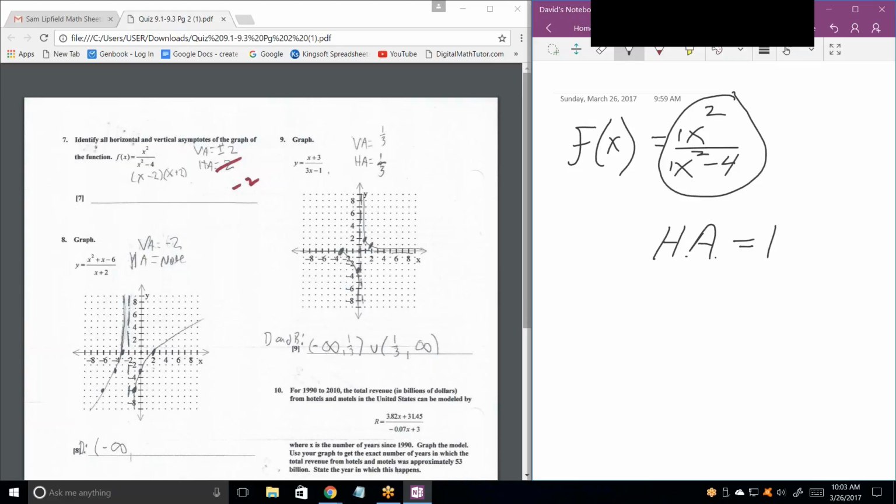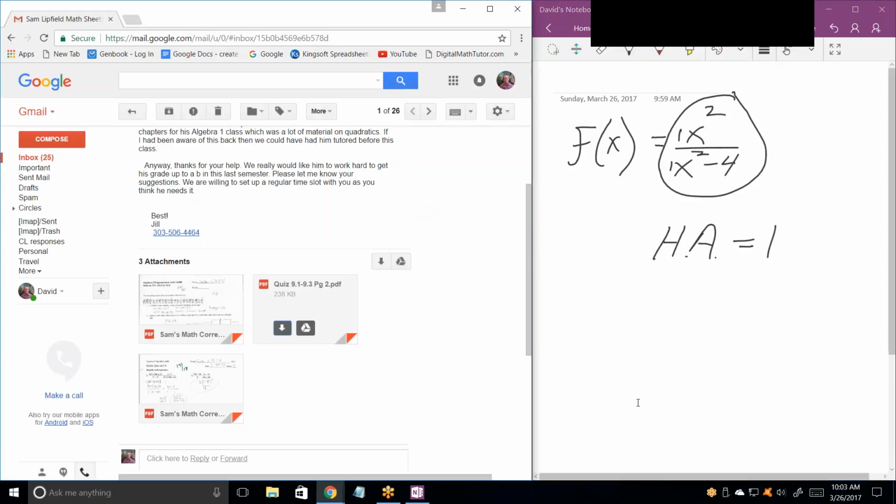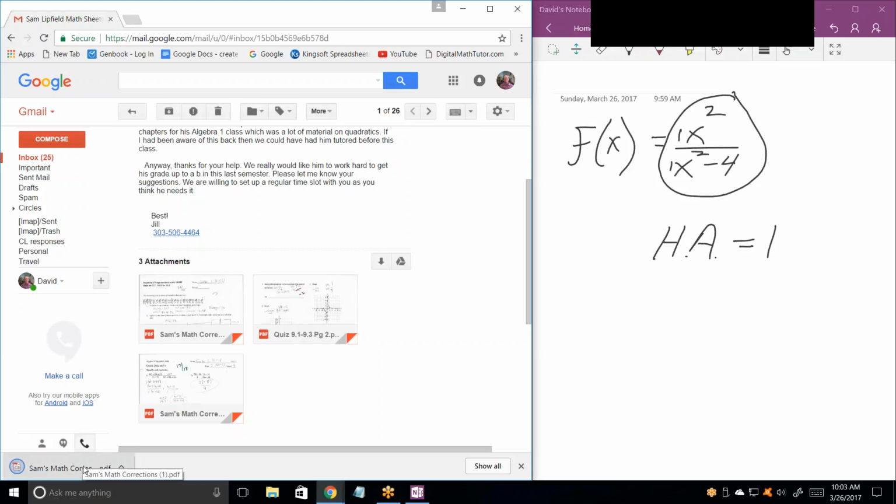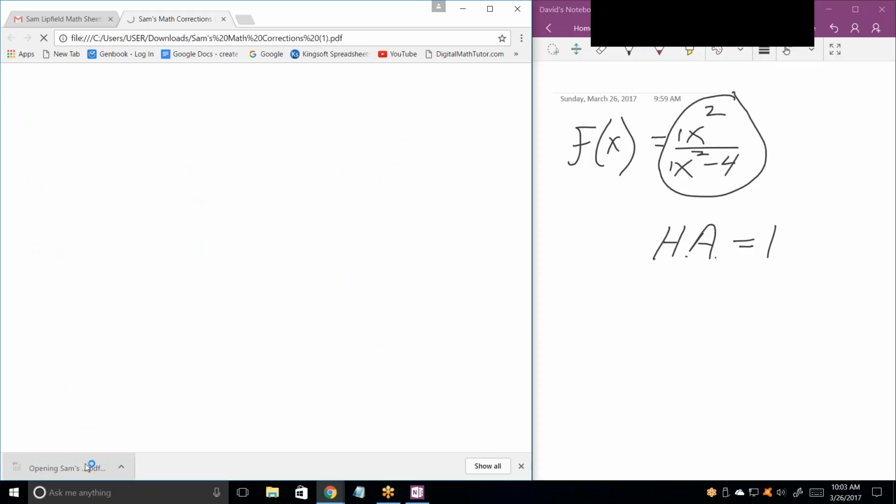Okay, that's all we need to say about this page. Let's get rid of it. Now we can go to the other pages she sent. We've got Sam's math corrections. This is probably the one you were wanting to start with.